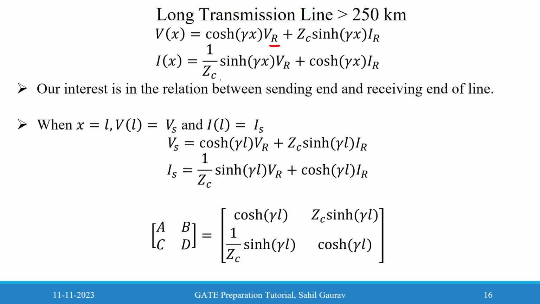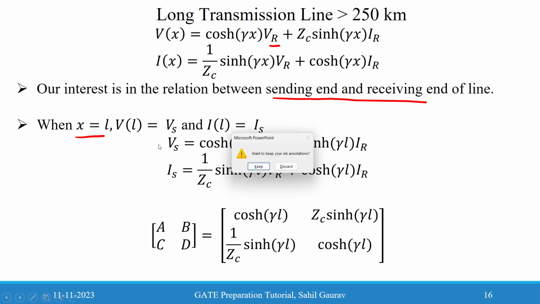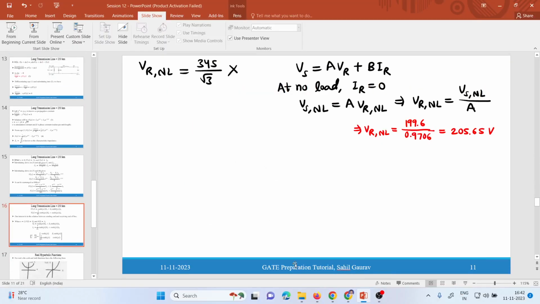So our interest is in the relation between sending and receiving ends of the line. So that is important. So what we will do, we will put the whole distance x equal to L. Then VL will be Vs and IL will be Is. On substituting x equal to L in this expression, you will get the Vs and Is terms here, and finally you will get the ABCD parameters for the long length transmission line. Any doubt in understanding this derivation?